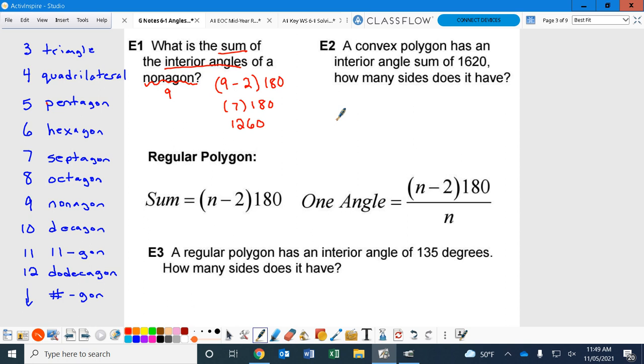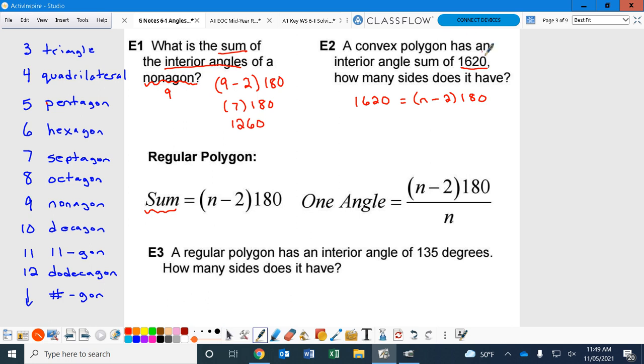Now, we can do the exact same thing going backwards. You will see a couple of these along the way, but not as often. You will see them every once in a while. But this is the exact same formula as this, except instead of giving you the number of sides, it gives you the sum. It gives you the answer. So the sum is 1620, and that's going to be equal to n minus 2 times 180. We're still using that sum formula.